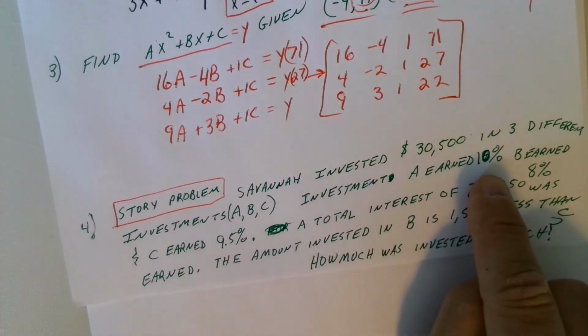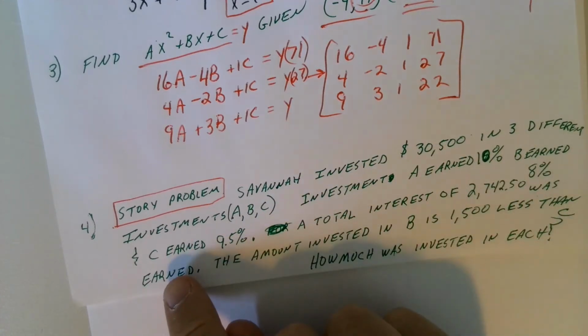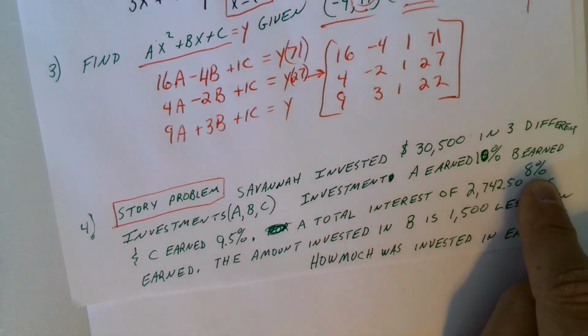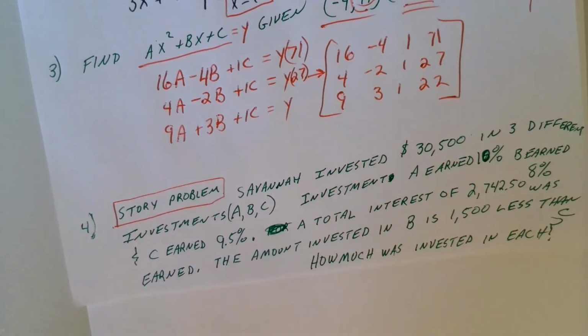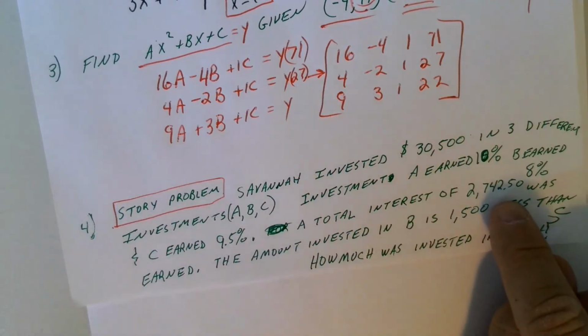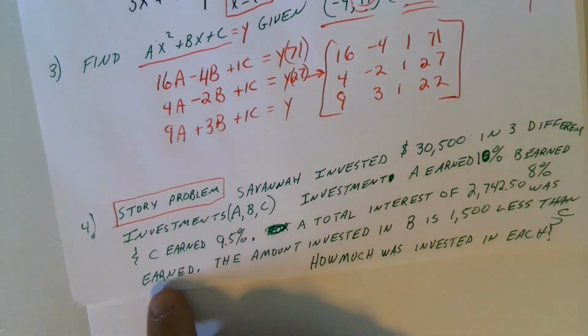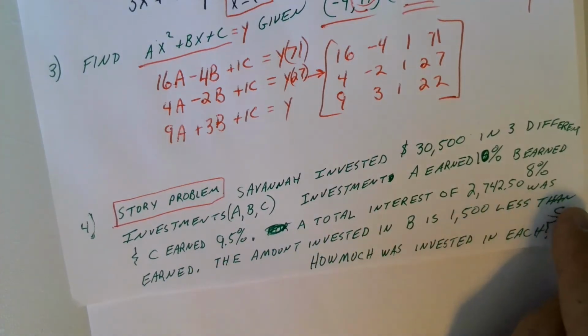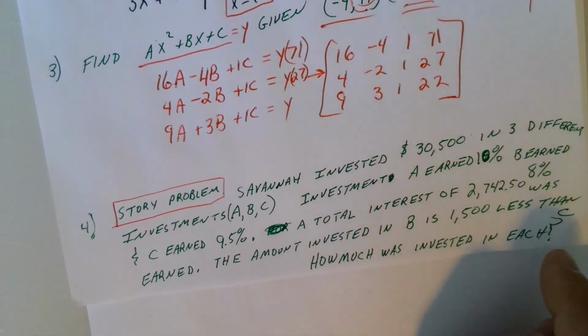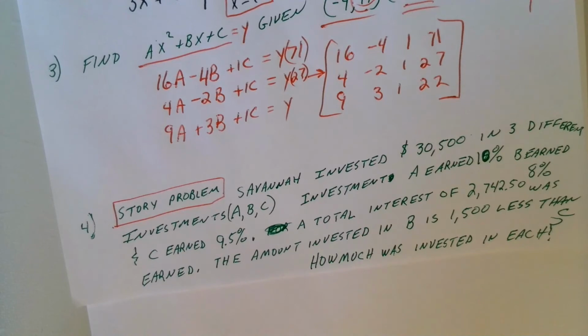Investment A earned 10%, B earned 8% right here, and C earned 9.5%. And a total interest of $2,742.50 was earned. The amount invested in B is $1,500 less than what was invested in C. How much was invested in each? And you're like, what? So that's a lot of different things there.